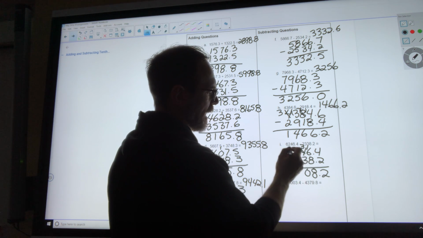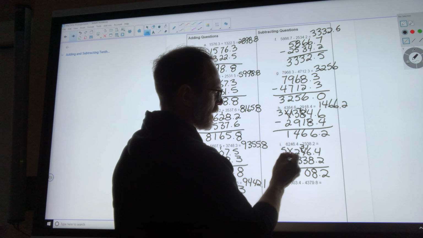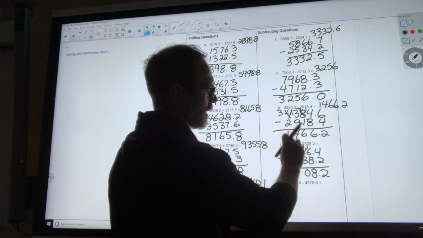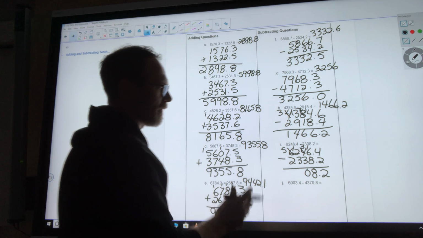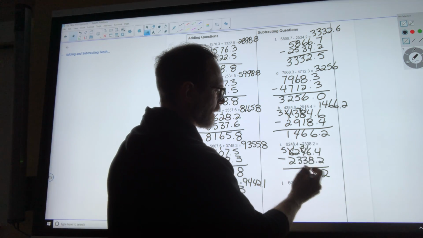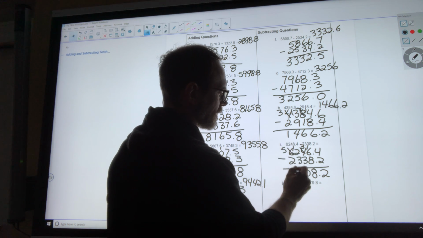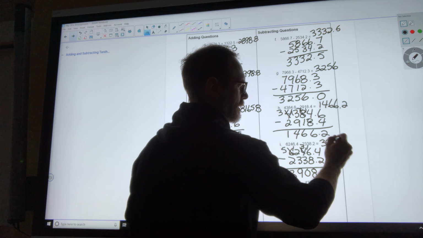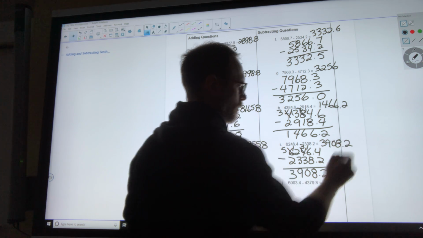2 minus 3 I can't do without borrowing, so this is going to become 5,000. I'm going to put that 1,000 that I took there to the hundreds place. Now I have 12 hundreds, 1,200. I know 12 minus 3 is 9, and 5 minus 2 is 3. So 3,908 decimal 2. Last question.